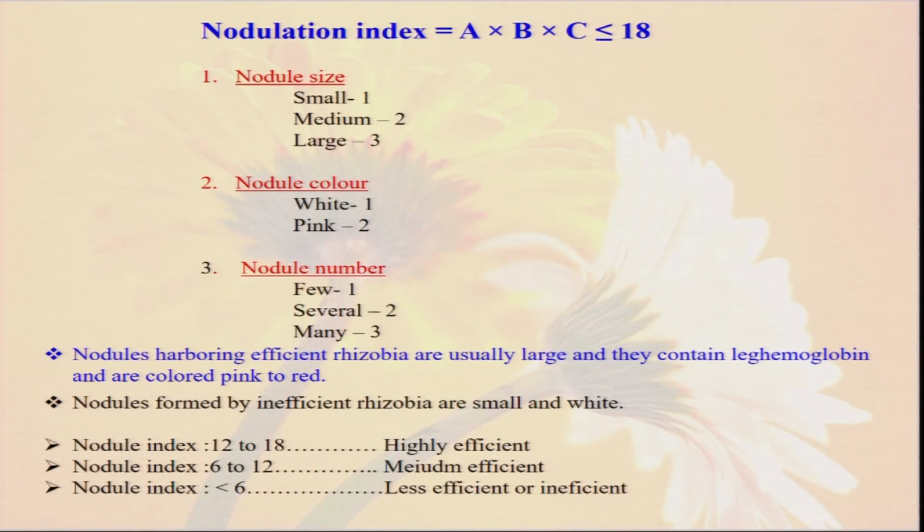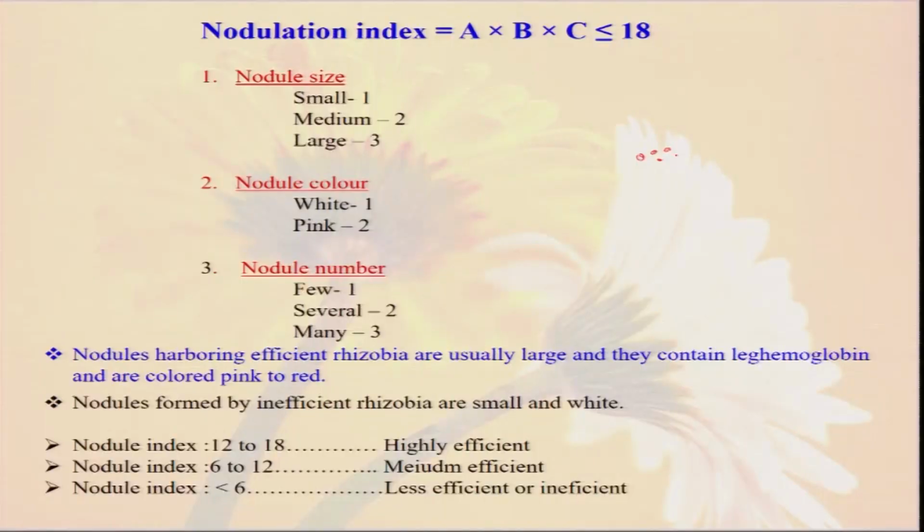So, there is a nodulation index. Suppose we want to know, in our particular field situation, whether the crop is fixing a good amount of nitrogen or a less amount of nitrogen. Some nodules may be very small, some may be big in size. So, we have to give some points: if the size is small it is 1, medium 2, large 3.